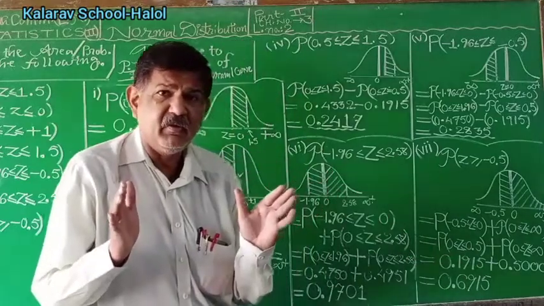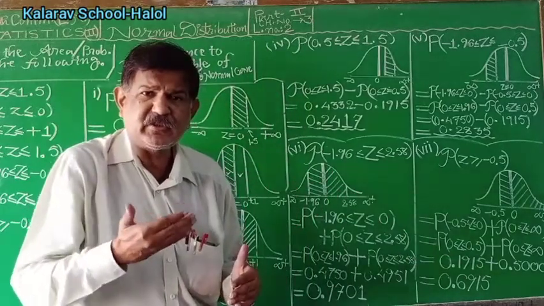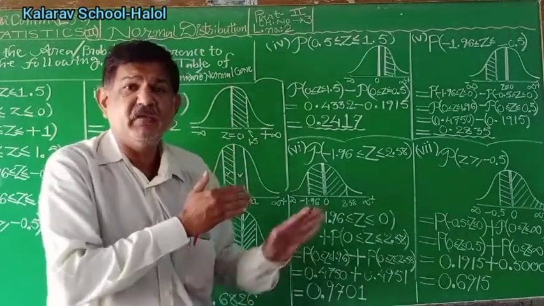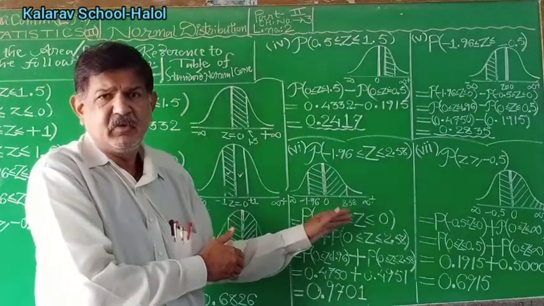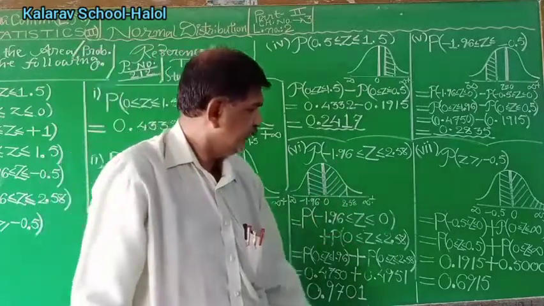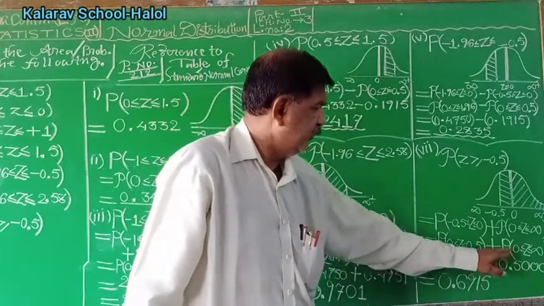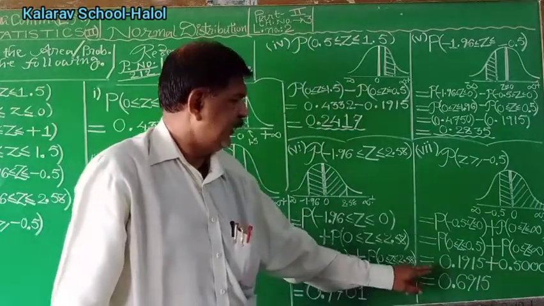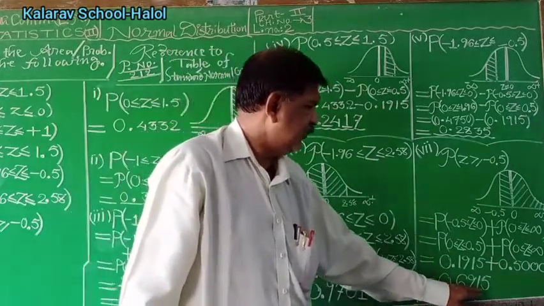See the table. Keep the textbook with you, Statistics Part 2, page number 212, and then you will get this example correctly. 0.1915 plus 0.5000, you will get the answer 0.6915.